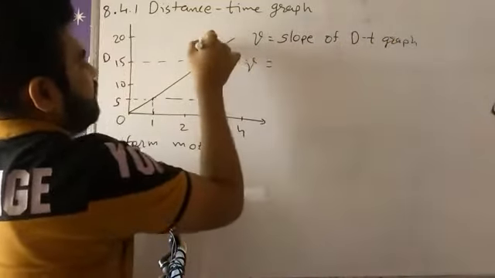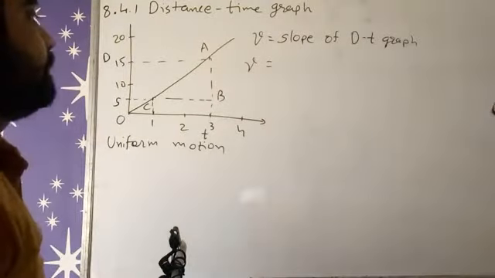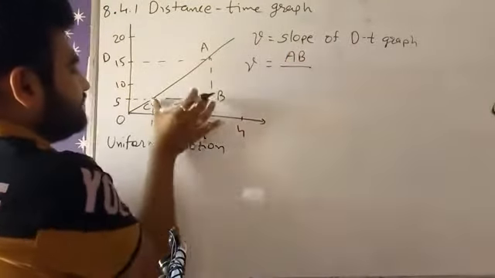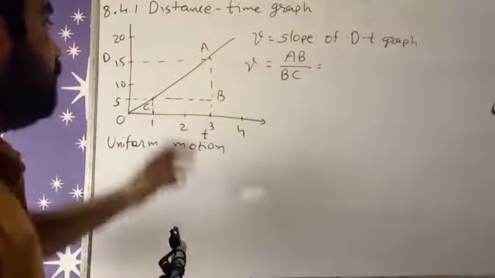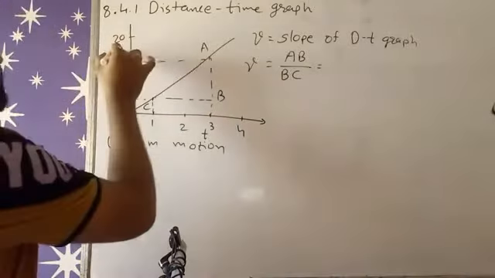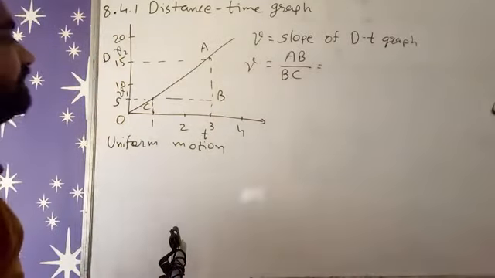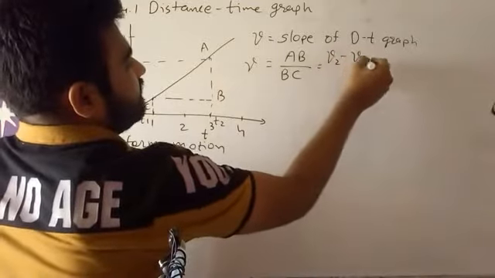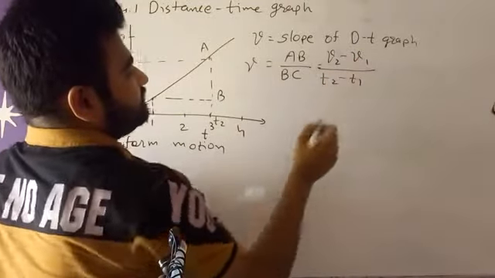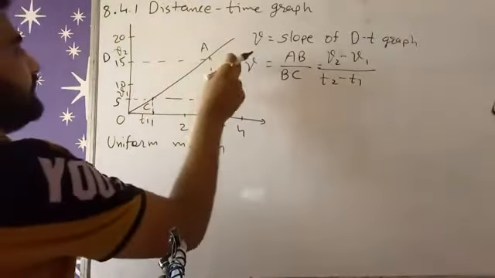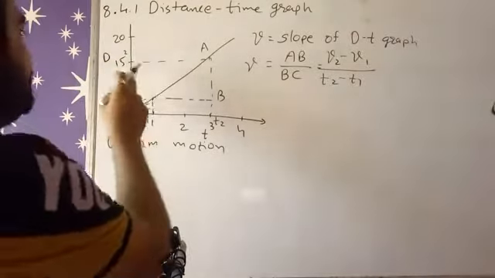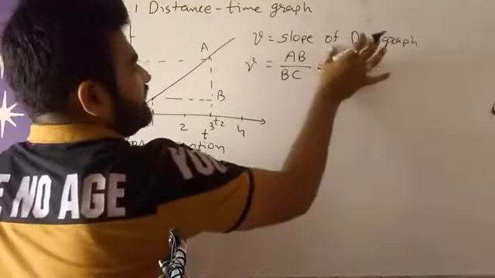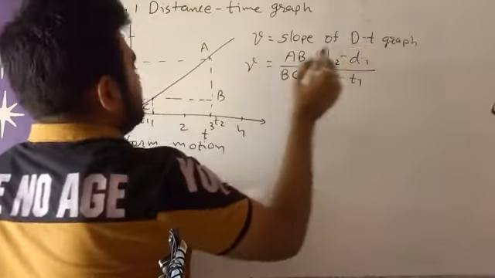Now for the slope of the distance time graph, I have to write here A, B and C. So first of all, v is equal to this distance, meaning AB length, upon this distance, meaning BC length. Now AB, right? So this is our V2, this is our V1. Similarly, this is our T2, this is our T1. So AB means V2 minus V1 upon BC means T2 minus T1. So here actually I wrote V2, but it is D2, it is distance. So I can't derive it with velocity. So here I have to write D2 minus D1, because these are positions, right?